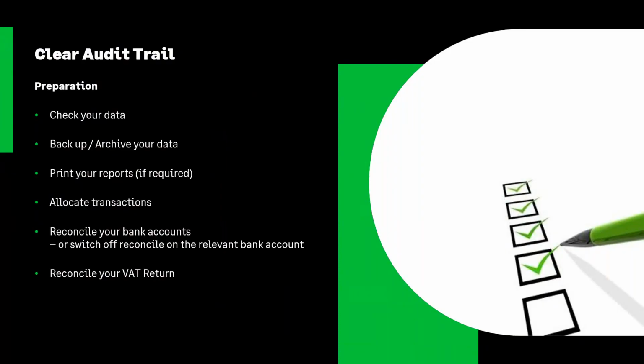Allocate your transactions. So have you got customers or suppliers where maybe you've got an invoice, maybe you've got a credit, but actually they've never been allocated together? So those transactions would not be flagged as having been paid. Because of that, they're going to be flagged as outstanding, and therefore they would not be cleared when you try to clear your audit trail.